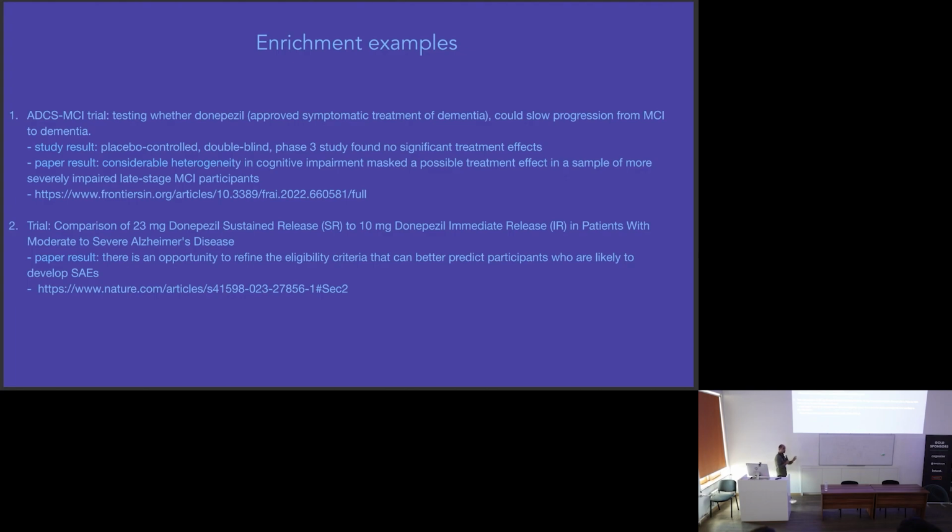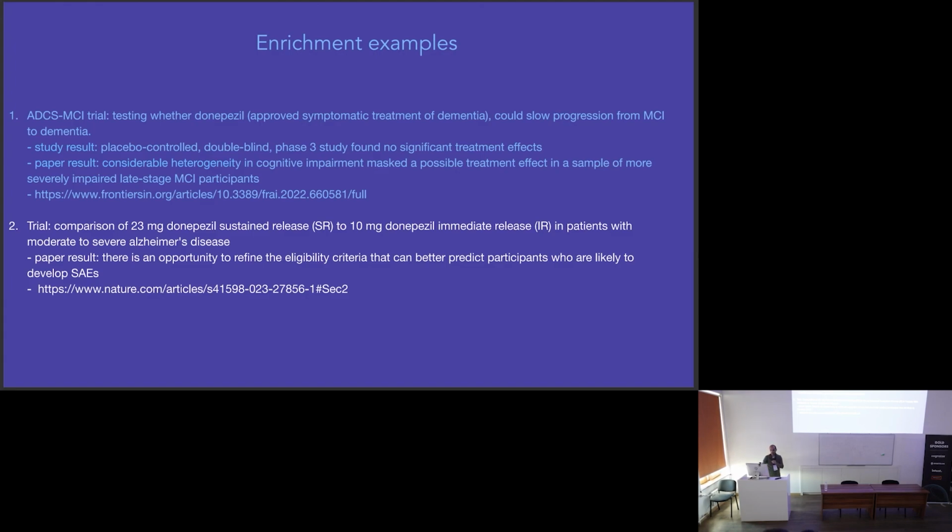So there are two enrichment examples that papers have been published on. The first one is testing whether donepezil, an approved symptomatic treatment for dementia, could slow progression from MCI to dementia. MCI is mild cognitive impairment. It's one of the early stages of a neurodegenerative disease that has some stages. So the study result was that the placebo-controlled, double-blind phase three study found no significant treatment effect. That means the drug is not working.